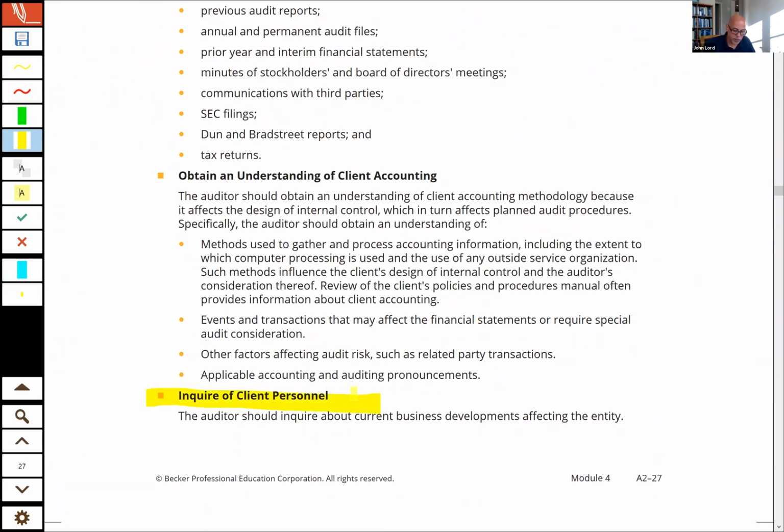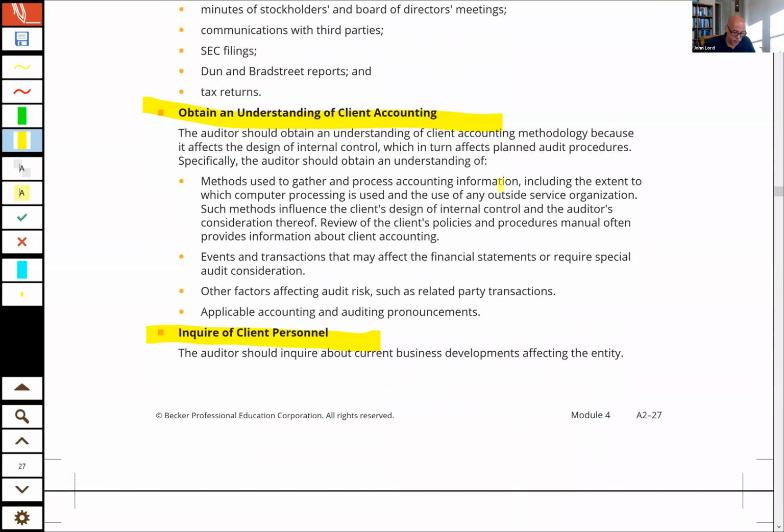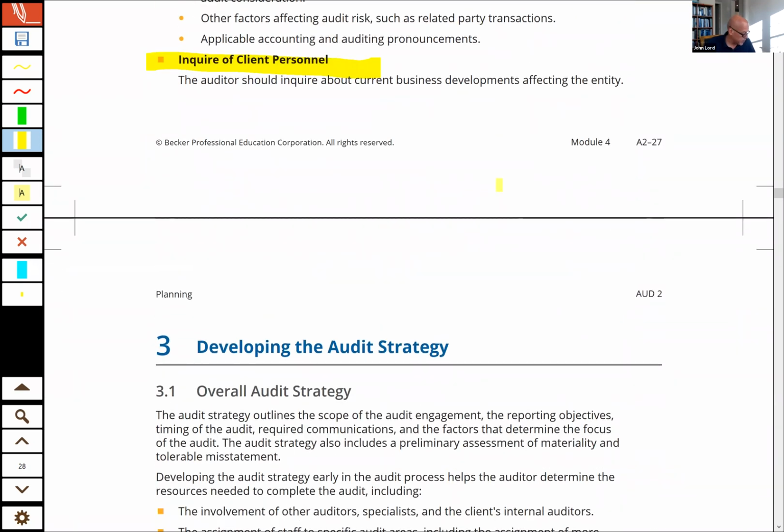Inquire of client personnel, obtain an understanding of the client accounting. Guys, if you're like John, you're just highlighting the headings, that's because this kind of stuff is self-explanatory. Try and understand the client's business. These are the kinds of things you would do. Okay, don't need a lot of detail there.